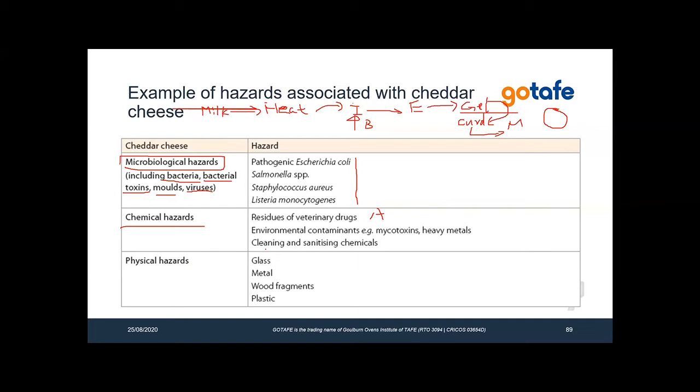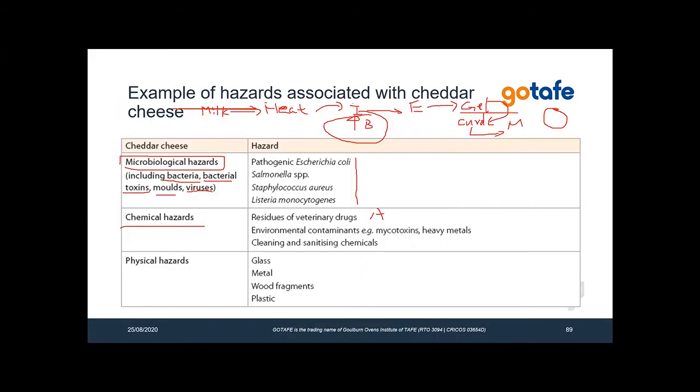And if you have sanitizing detergent in a fermentation vat, in a cheese vat, it's certainly going to affect the bacteria put into the system. It's going to slow down or basically stop the growth or multiplication of those cultures. Of course, there could be some physical hazards. It could be glass, metal, or wood fragments, plastic, and other types. We discussed that yesterday.